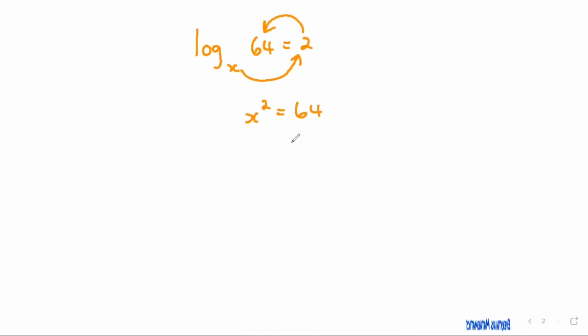We all know that x squared is the same as x times x, and we're asking what number we can multiply by itself to give us 64. Here we could easily get 8. So 8 squared is equal to 64. Therefore, we could say that x is equal to 8. Yes, that's what it actually is.